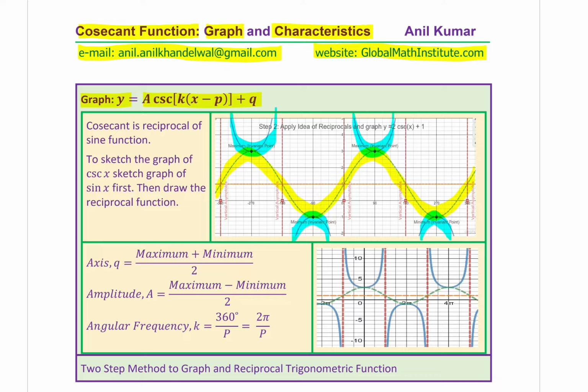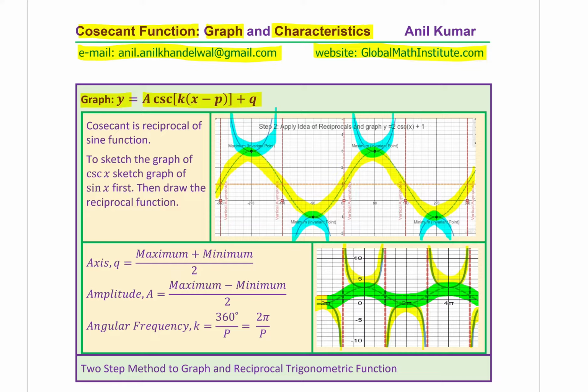We'll also consider examples where we are going to find the equation from the given graph. As you can see here, if the graph of cosecant function is given to you, as shown here, how do we find the equation of this particular graph? The strategy is to find the equation of the sine function first, right? And once you do that, then it becomes easy to find the equation of cosecant function.